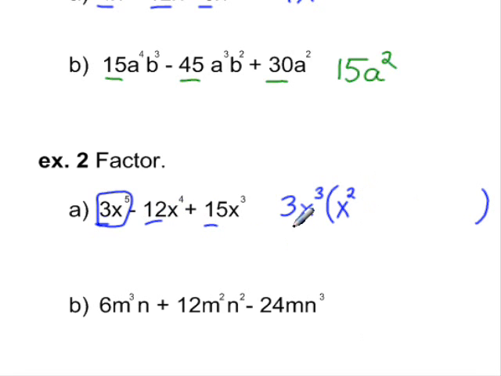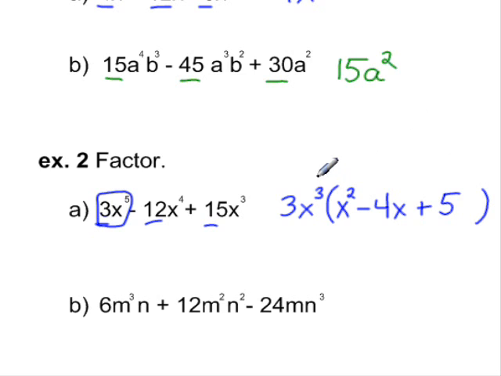We've got negative 12 divided by 3, that's negative 4. And x to the fourth divided by x to the third, we subtract their exponents and get x to the first. 15 divided by 3 is 5, and x to the third divided by x to the third is just 1, and 5 times 1 is 5, so we know that we've got that one.